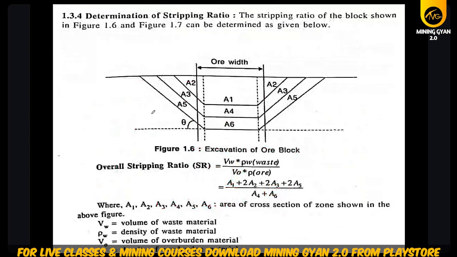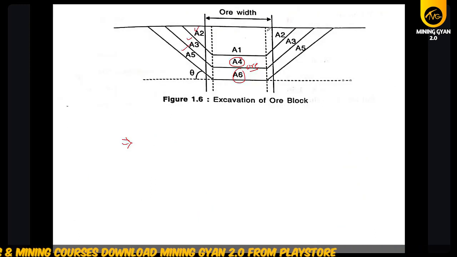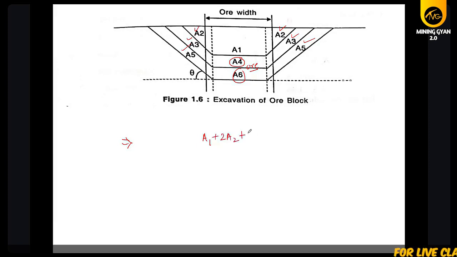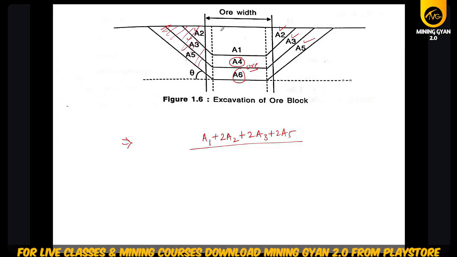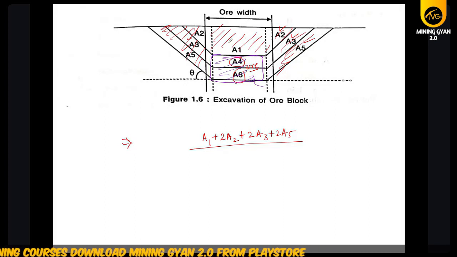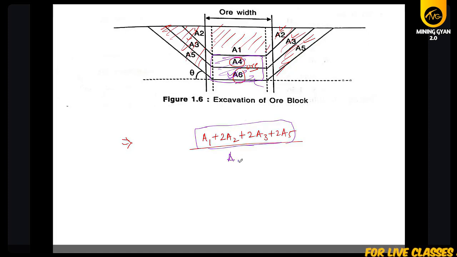So here this is the OB, this is OB, this is OB, okay. So how will you write it? A1 plus 2A2 plus 2A3 plus 2A5. You have to extract this OB, this OB, and this OB to reach this body. This is your ore. So to extract this ore, you have to dig out this OB. So this is your OB, divided by A4 plus A6. This is your ore. This is the formula.